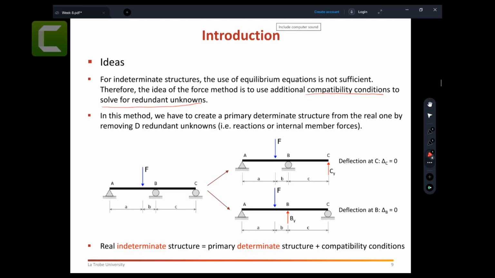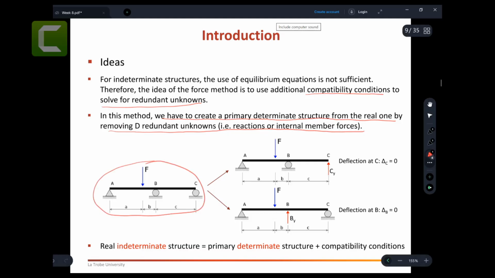So in this method, we have to create a primary determinate structure from the real one by removing the redundant reactions or internal member forces. So let me help you with this one. Can you please find the degree of indeterminacy in this beam?